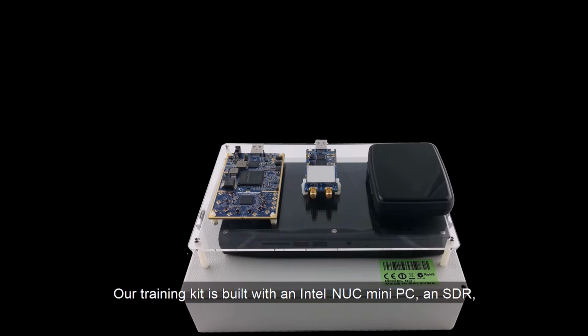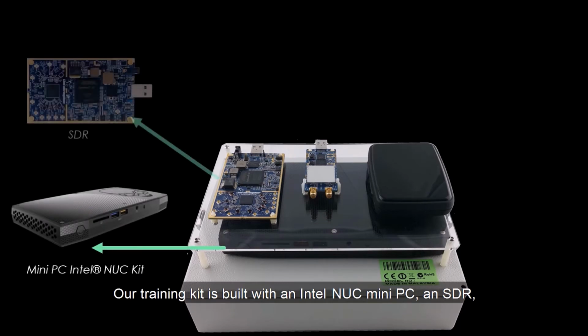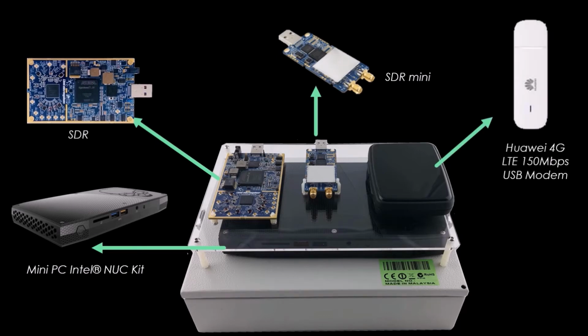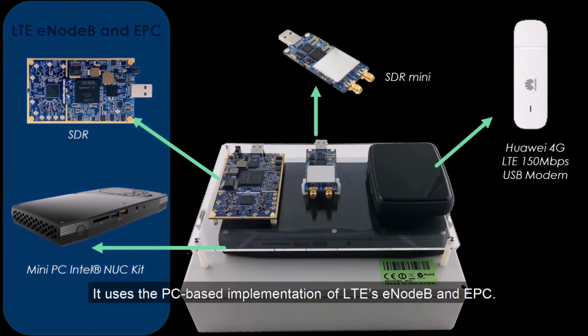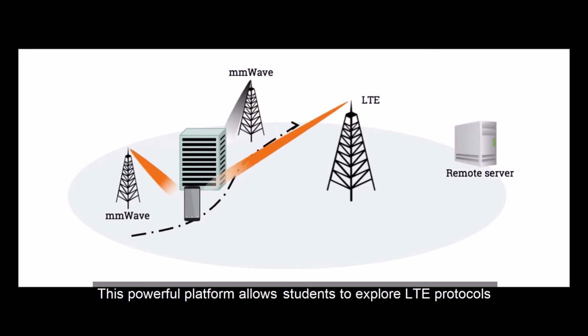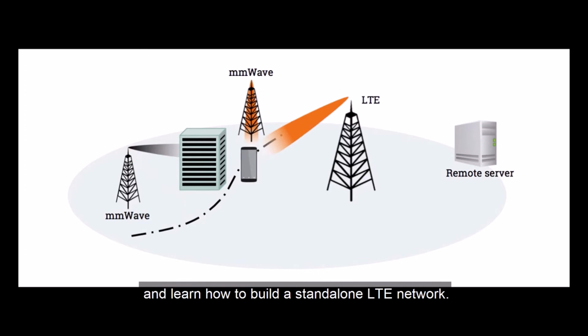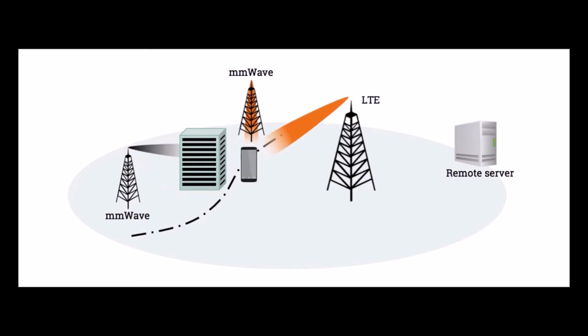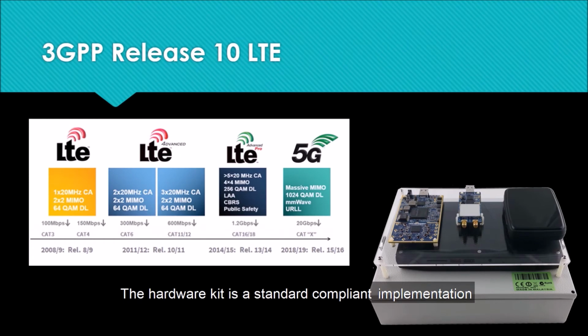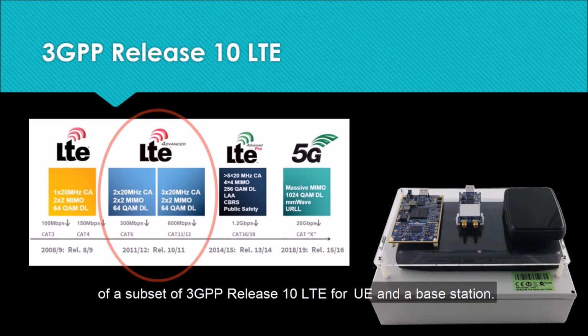Our training kit is built with an Intel NUC Mini PC, an SDR Mini, and an LTE USB dongle. It uses the PC-based implementation of LTE's eNodeB and EPC. This powerful platform allows students to explore LTE protocols and learn how to build a standalone LTE network. The hardware kit is a standard compliant implementation of a subset of 3GPP Release 10 LTE for UE and a base station.